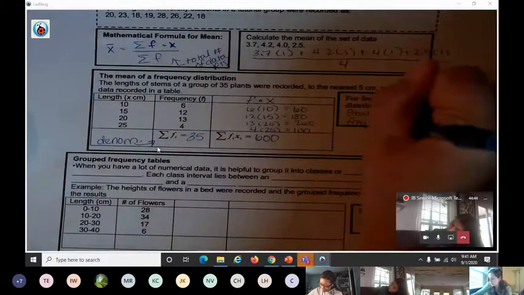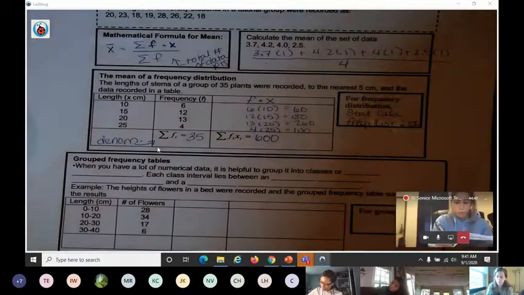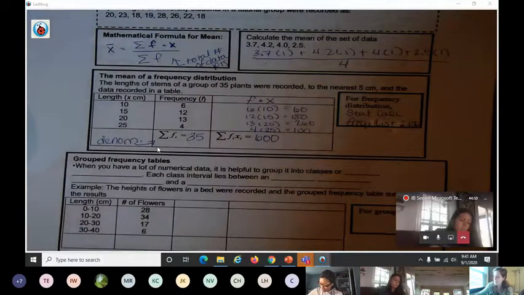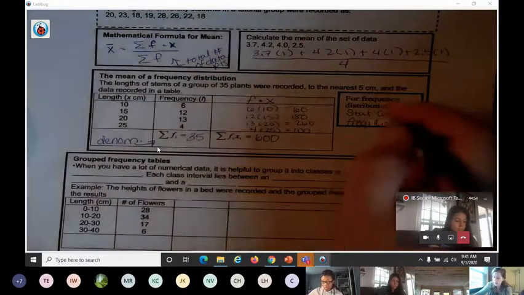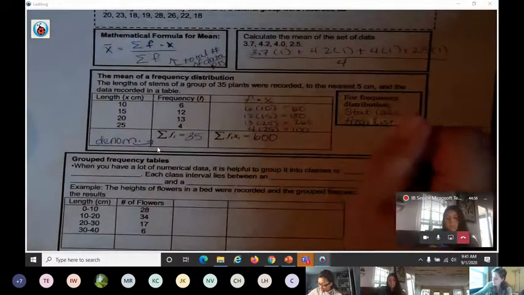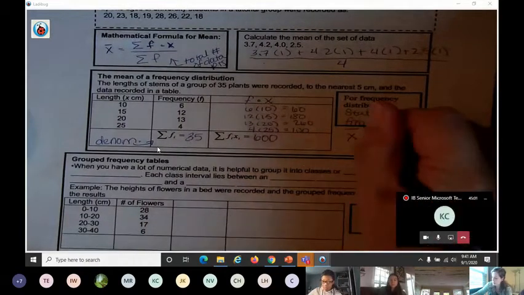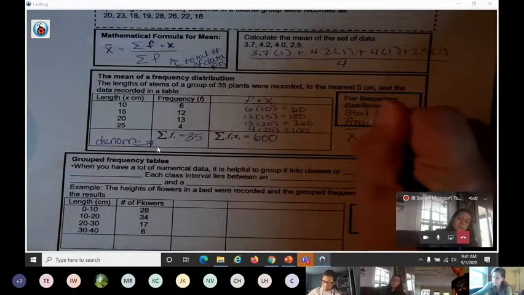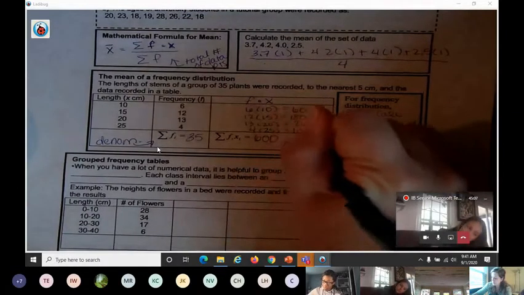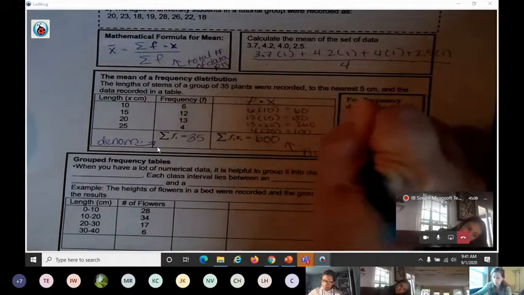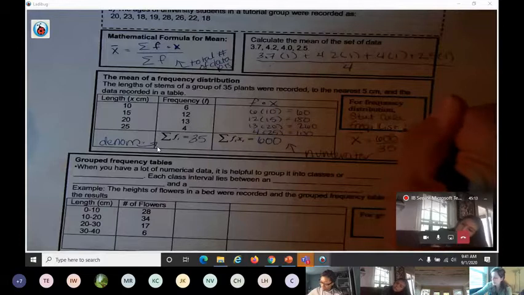is going to be your L2. Okay. And your lengths would be in L1. And then we would have our mean as our final answer. Sorry, I should have done this first. This is our numerator. Okay, 600 over 35, 17.1 centimeters.